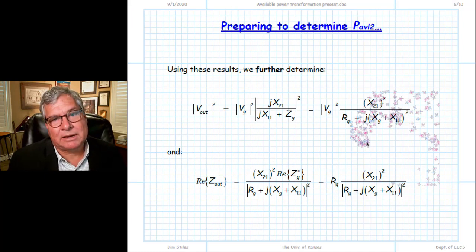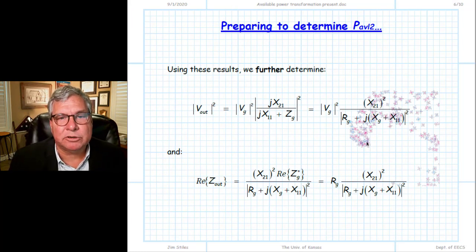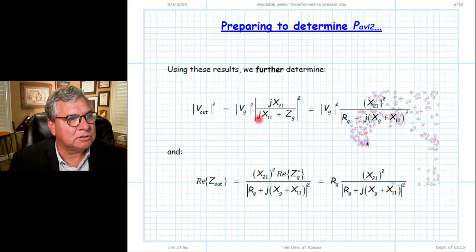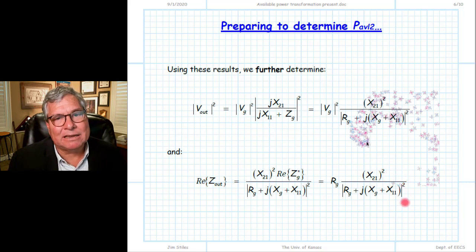Now we're hoping to determine the available power of this transformed source, and to determine that we need to take our output voltage result and determine its magnitude squared. With a little complex algebra we get this result. Moreover, we need to determine the real part of Zout. What we find there, remember X21 is a real value, so all we have to do is find the real part of the conjugate of Zg, and of course that is just Rg, the resistive component of the original source impedance. And so this becomes our result. From these two values we can determine the available power of a source that's transformed by a lossless two-port device.